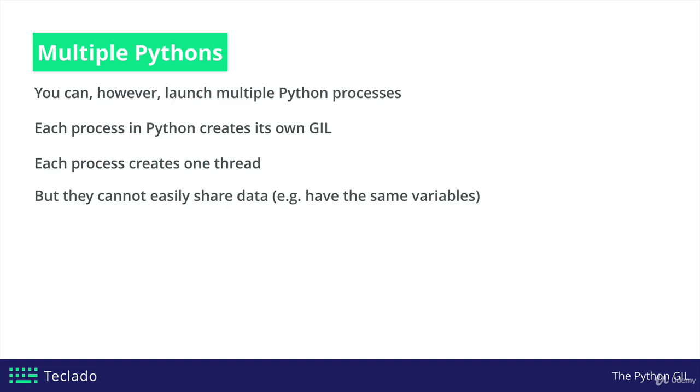So they cannot easily share data. For example, if you have some variables in one process, you cannot send the values of them to another process and receive responses back. It's not that easy. Whereas it is quite easy when you're doing threads.